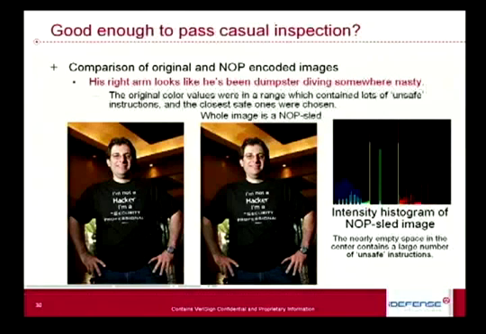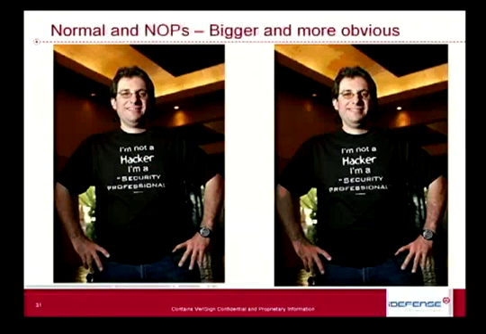Let's actually blow that picture up and look at it bigger. So the one on the left is a regular image. The one on the right is a no-op sled, and you can see the quality is degraded. And in specific things that stand out, look at his arms. Like his right arm looks like he has some nasty prison tattoo on it.